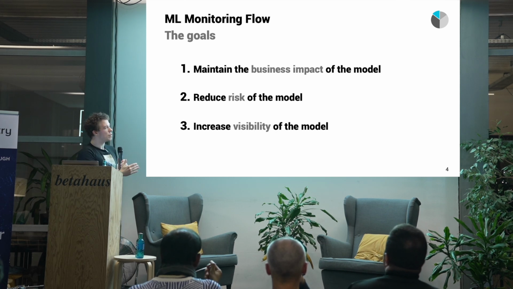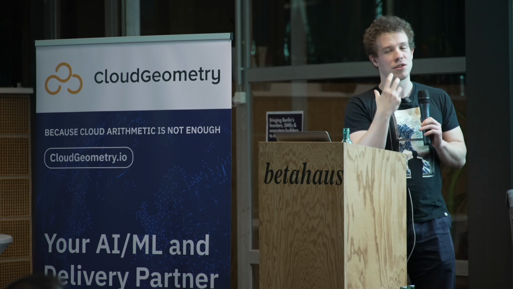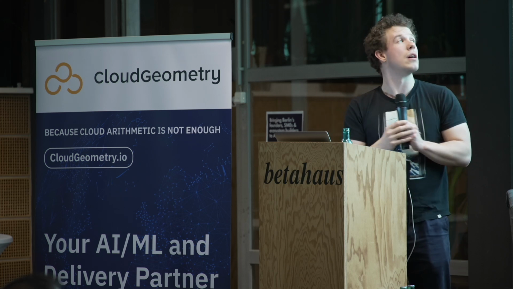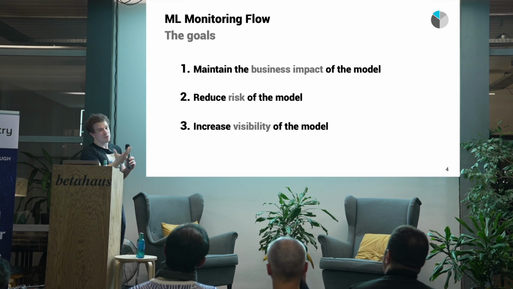So when you develop the model, you're going to develop some kind of metric. Let's say it's precision, recall, or something. And you're going to use it as a proxy for the business impact that your model has. The higher the precision of the model, the higher the impact. And when you deploy a model, we want to maintain that business impact. We want to make sure that our precision, or generally speaking, performance metric, stays consistent in time.